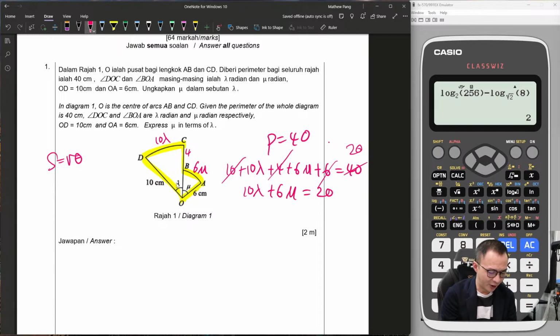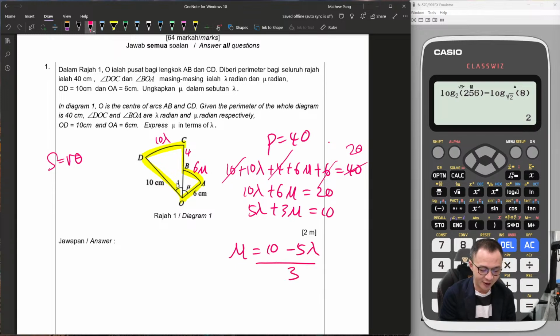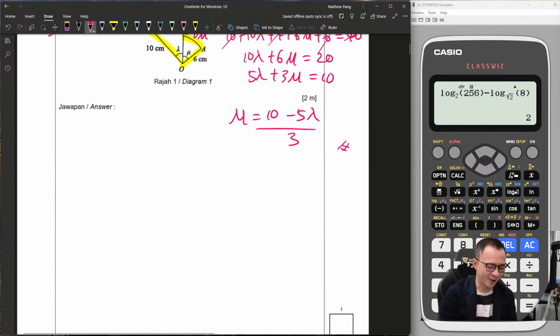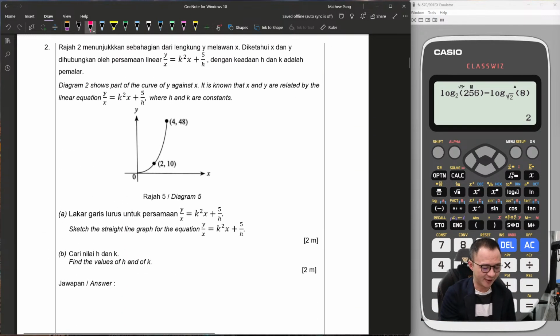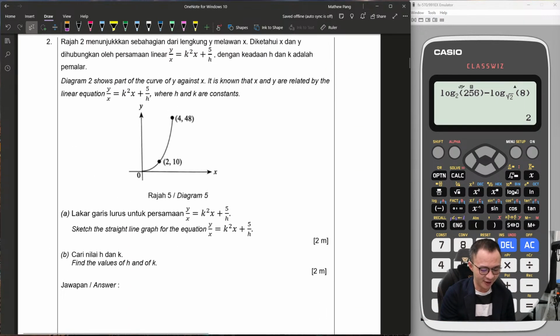We want to make mu the subject. Divide by 2 first, so 5 lambda plus 3 mu equals 10. Then mu should be (10 minus 5 lambda) over 3. That's 2 marks. Make mu in terms of lambda. The symbol here is read as mu, but you can understand it as an m. It doesn't matter.